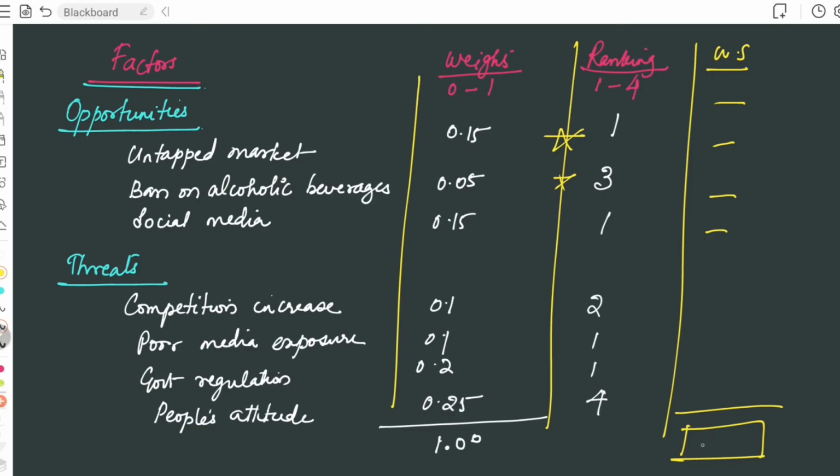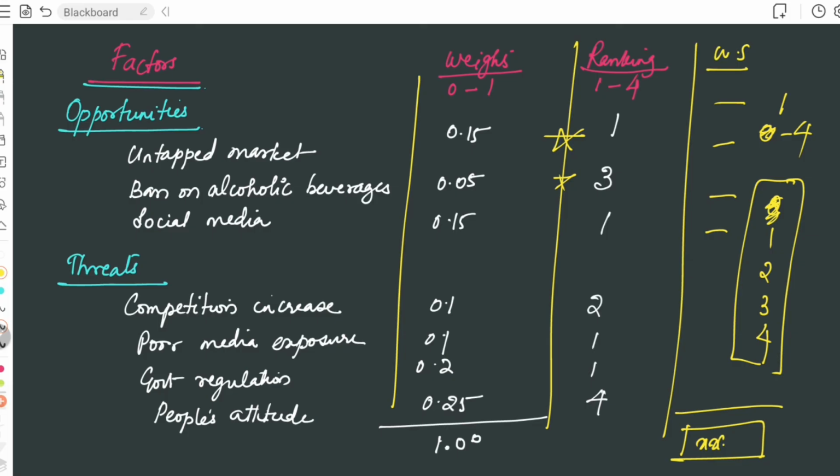Once we calculate this weighted score, some xyz number, no matter how many opportunities or threats you have, because our weights can only range from 0 to 1 and our rankings from 1 to 4, the weighted score will also range from 1 to 4 only. If it is closer to 1, it shows that the organization will be very slow to respond to its opportunities and threats, whereas if it is closer to 4, the organization will be able to respond to the opportunities and threats in a very good manner.